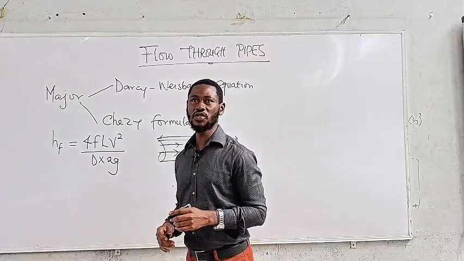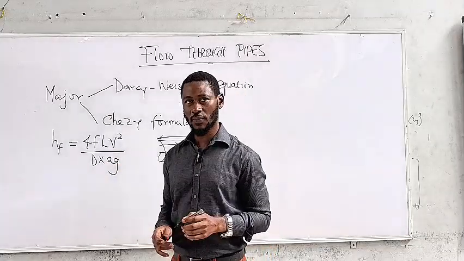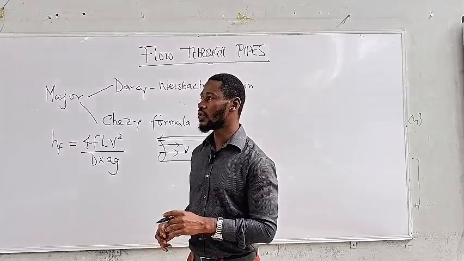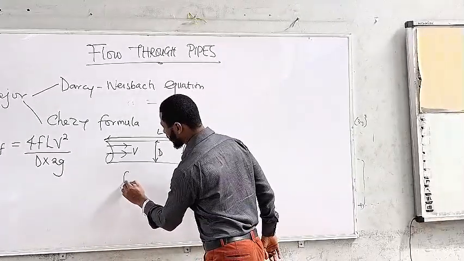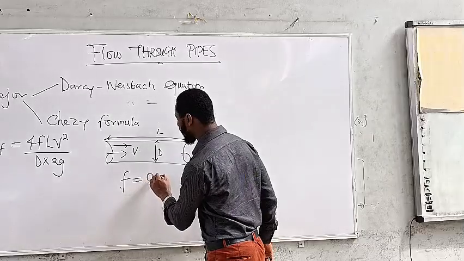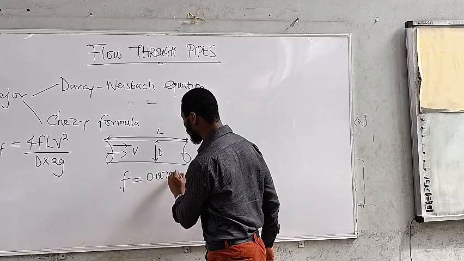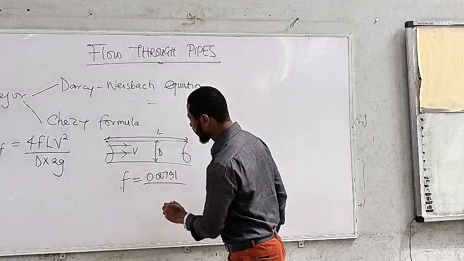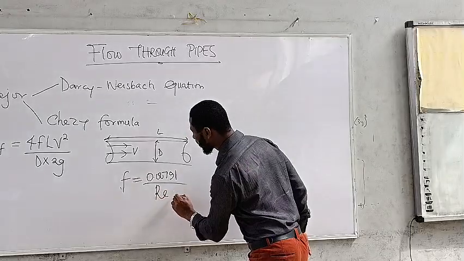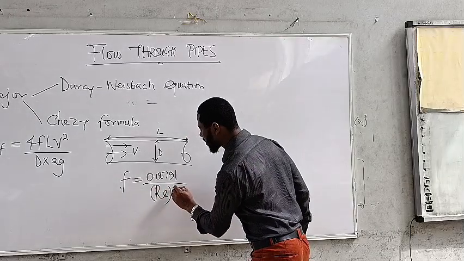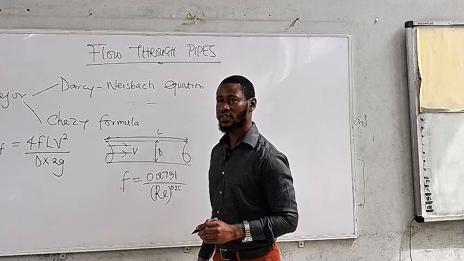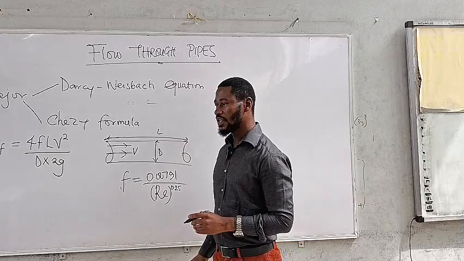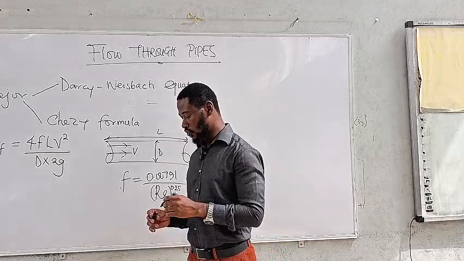F in this case is called the friction factor, and it is defined as F equals 0.00791 divided by Reynolds number raised to the power of 0.25.